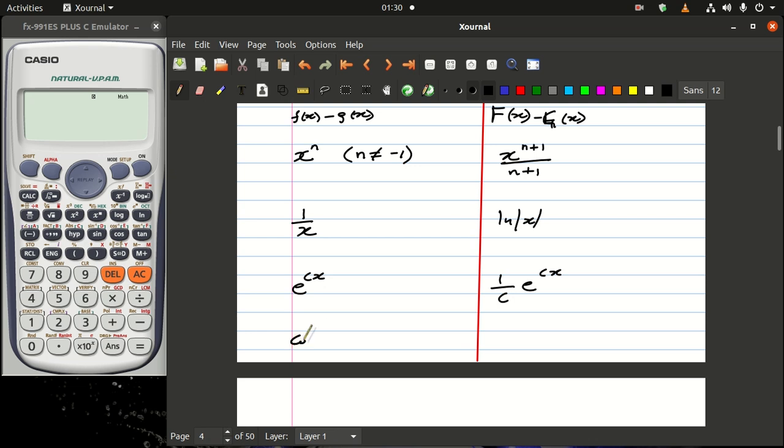The antiderivative of cosine of x, we know that it is sine of x, because the derivative of sine is cosine of x.